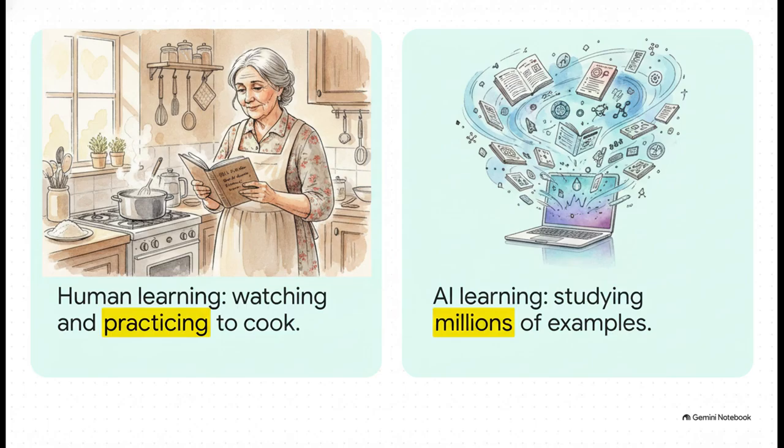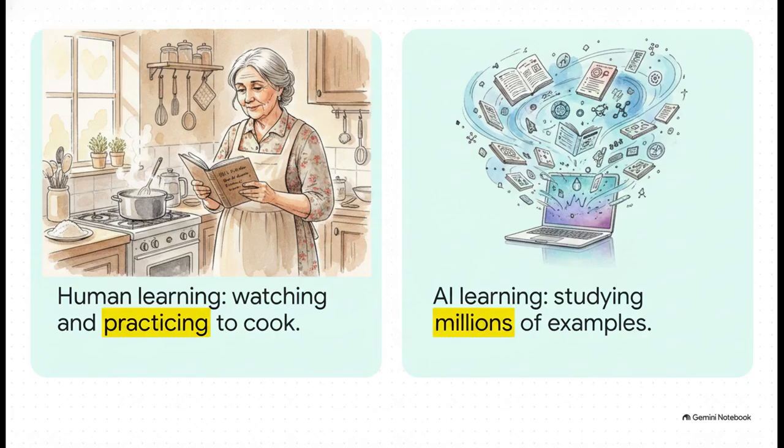How did you learn to cook? You probably learned by watching someone else, maybe your mother or grandmother in the kitchen, by practicing over and over, and by looking at recipes until you just knew them by heart, right? AI learning is incredibly similar, it just operates on a much, much larger scale.